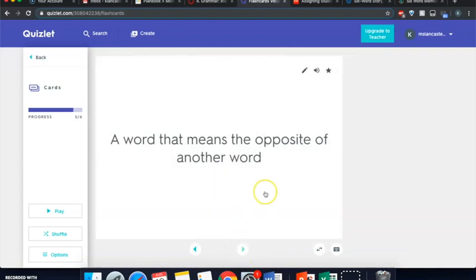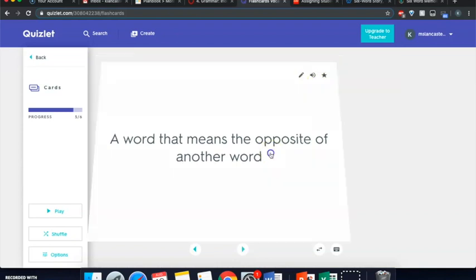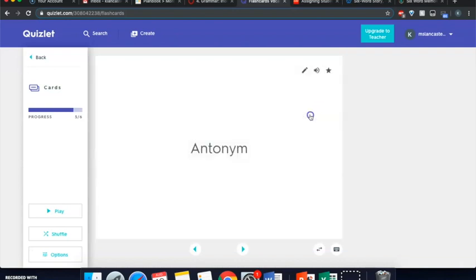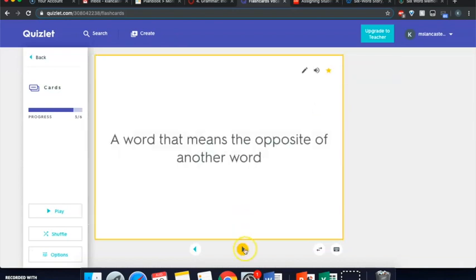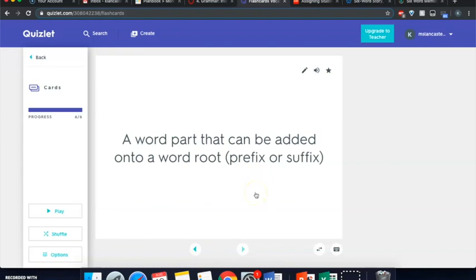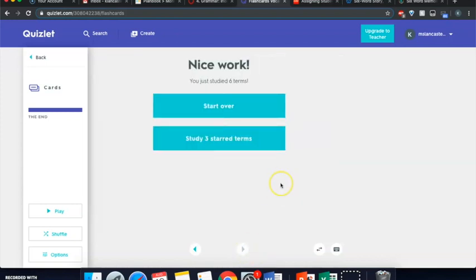I can move on. A word that means the opposite of another word. Let's say I forgot. It's an antonym. So antonym, opposite. Star it so I can come back. A word part that can be added onto a word root, prefix, or a suffix. Ooh, that's a hard one, but I know it. It's an affix. And I got it right. So now I've studied all of my words.